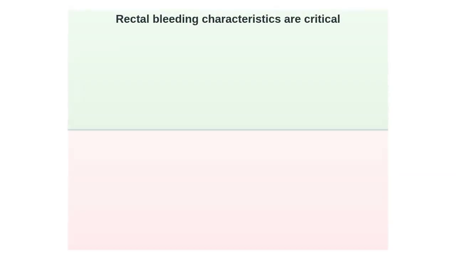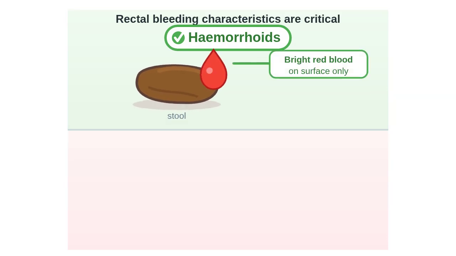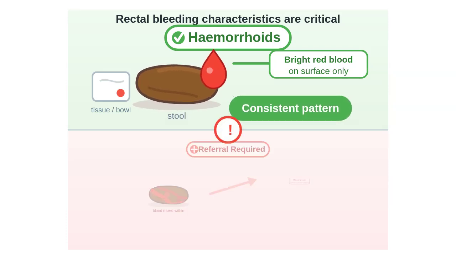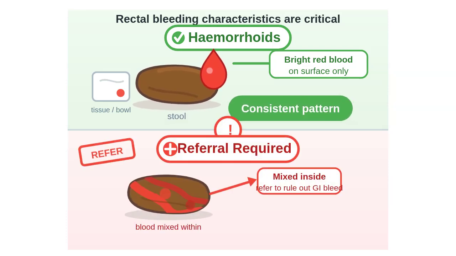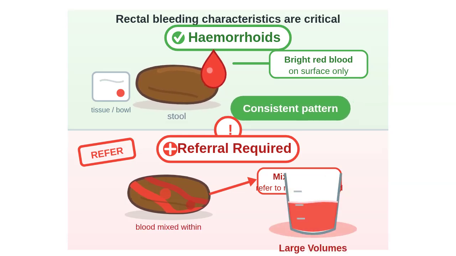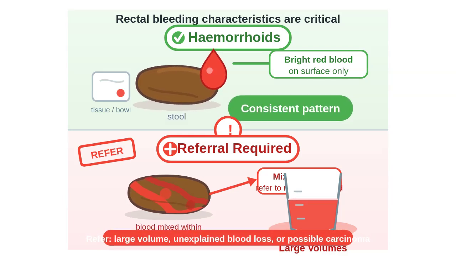Rectal bleeding characteristics are critical. Bright red blood on the surface of the stool, on toilet tissue, or in the toilet bowl is consistent with hemorrhoids. However, blood mixed within the stool must be referred to eliminate a GI bleed. Large volumes of blood, or blood loss not associated with defecation, must be referred to eliminate possible carcinoma.